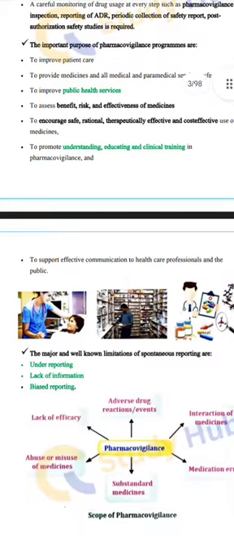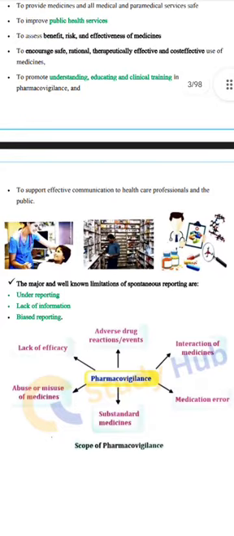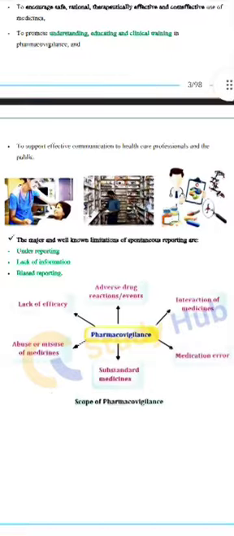The major and well-known limitations of spontaneous reporting are underreporting, lack of information, and biased reporting. The scope of pharmacovigilance is extended to adverse drug reactions or events, interaction of medicine reporting, medication error reporting, substandard medicines, abuse or misuse of medicines, and lack of efficacy. These all come under pharmacovigilance and we can report these also.